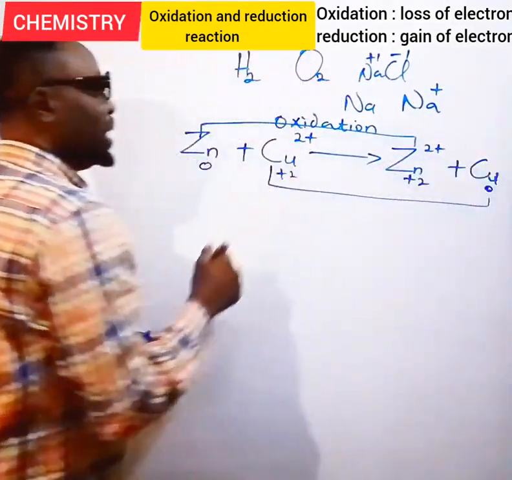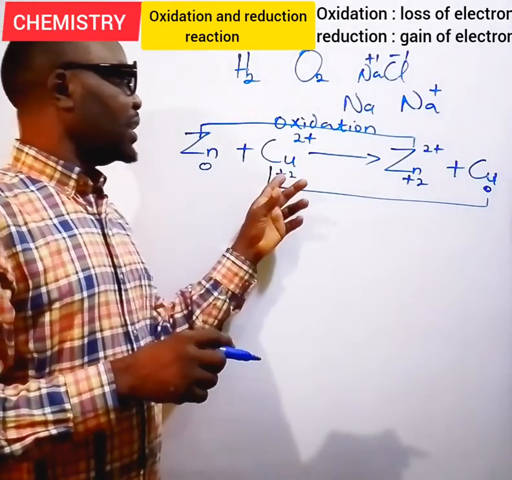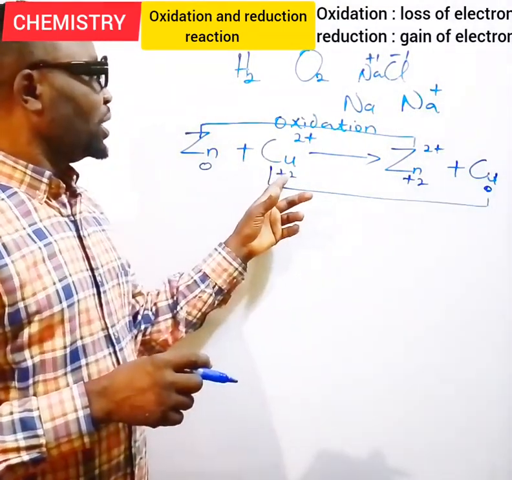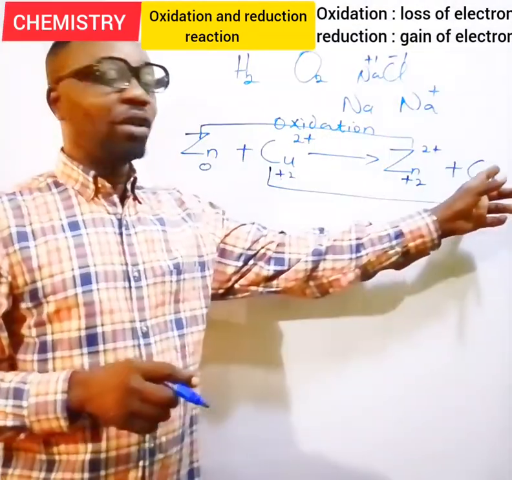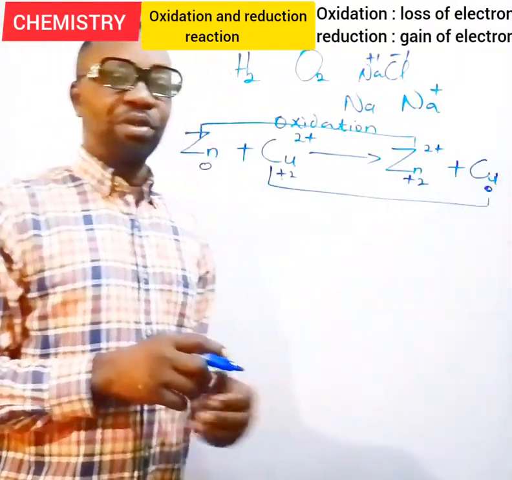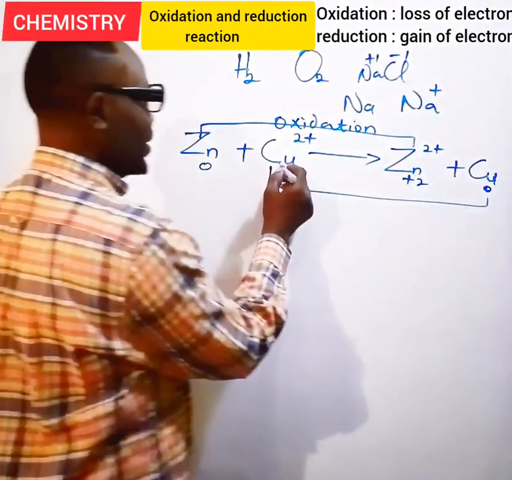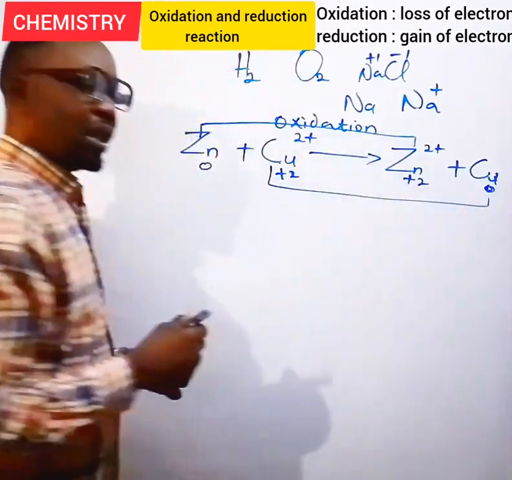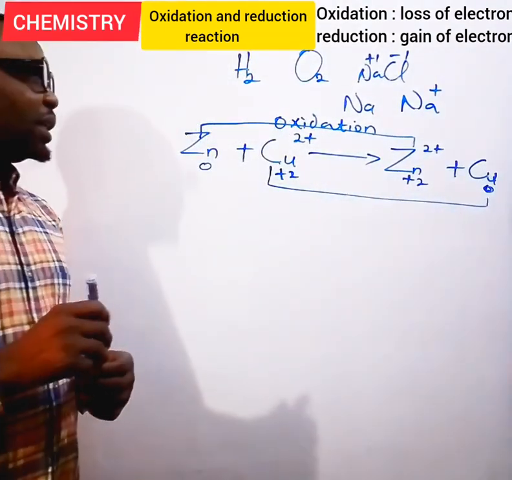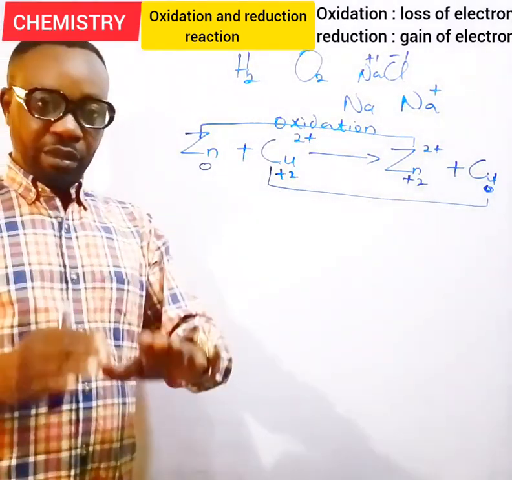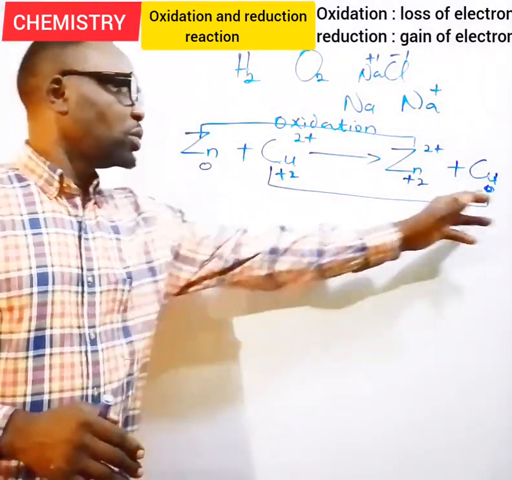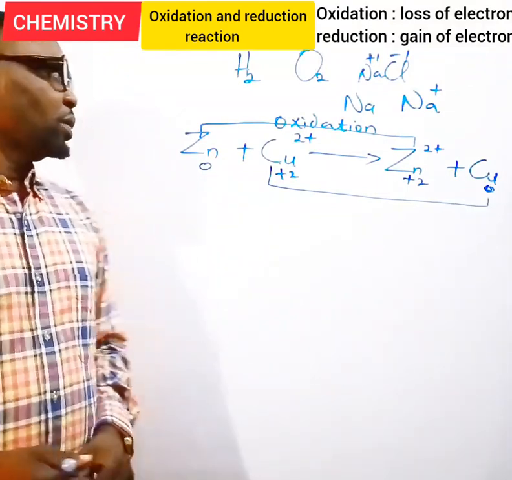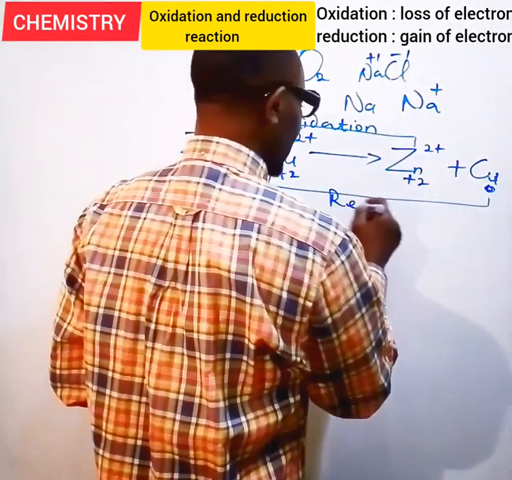This one gains an electron, and its oxidation number becomes reduced to 0. So look at it, +2 to 0, it gains an electron. That's the meaning of that. And its oxidation number will be reduced. You can see from +2 to 0. That is reduction. So that is what? Reduction.